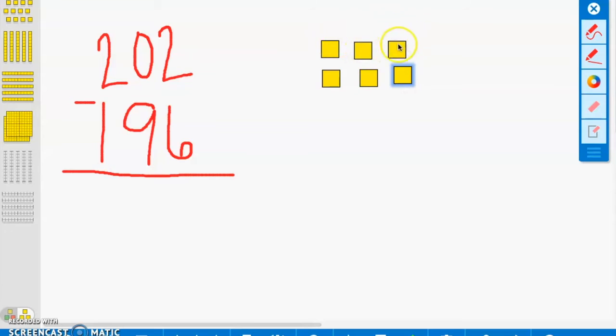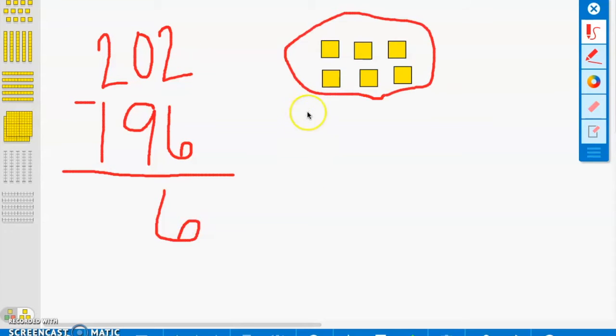1, 2, 3, 4, 5, 6. So the answer to 202 minus 196 is 6. The 6 cubes represent the difference between the two numbers.